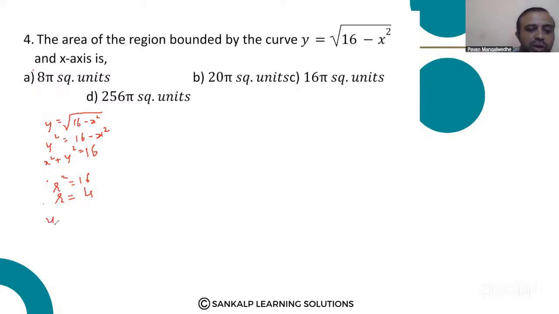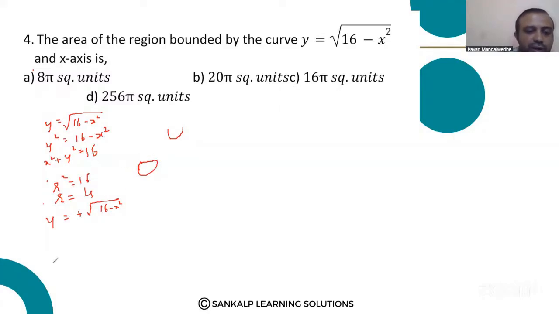So now y is equal to plus root of 16 minus x square. Only non-negative values exist here, that is y is greater than or equal to 0, which means that the curve is in the upper half. So the curve creates a semicircle over the x-axis. This is a semicircle because it is in the upper half.